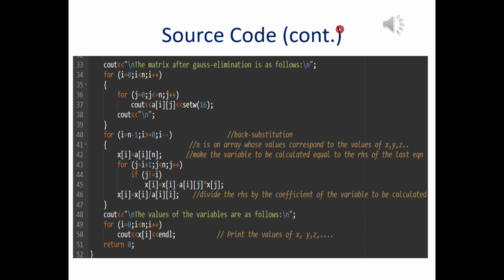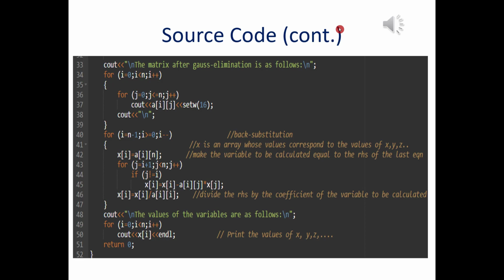Now for j equal to i plus 1, j less than n. i is 2, so j will be 3, j less than 3 becomes false and directly goes to the next statement. So x[i] is equal to x[i] divided by a[i][i]. That is x[i] means the constant value divided by the coefficient. So we'll get the value of the variable.